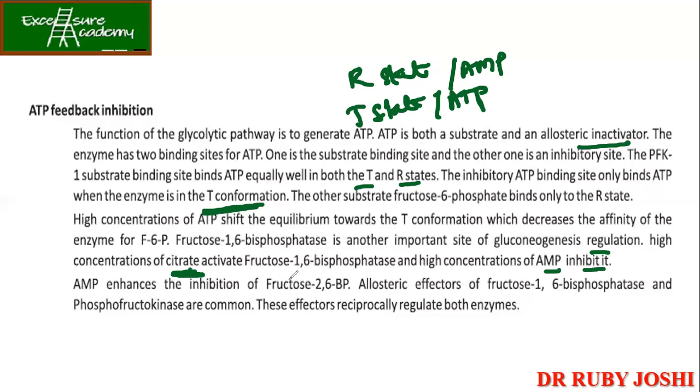Are you getting it? Yes, ma'am. And high concentration of AMP inhibits. Okay. So AMP enhances the inhibition by fructose-2,6-bisphosphate. Allosteric effects on fructose-1,6-bisphosphatase and phosphofructokinase are common. So these effects reciprocally regulate the enzyme. So we saw this in the figure which we saw. There we talked about fructose-2,6-bisphosphate and AMP, right? So they are reciprocally regulating the whole enzyme.